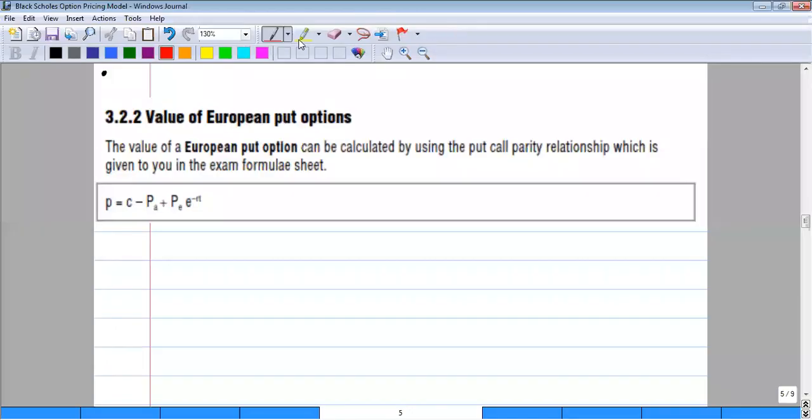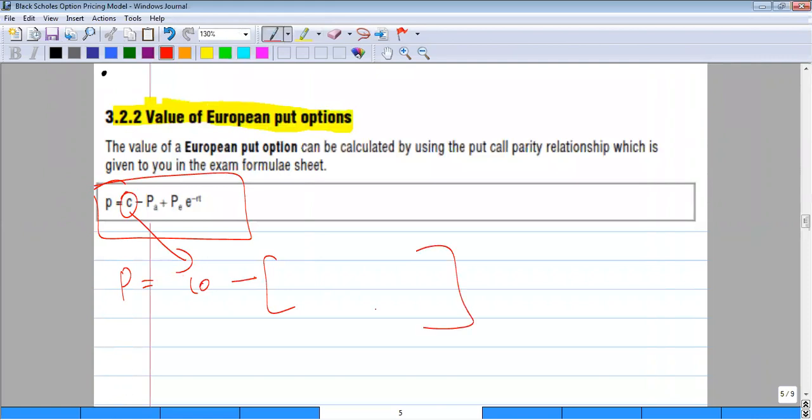At times, the examiner requires us to calculate the put option. In order to calculate the value of the put option, this formula will be used, and this is also given in the examination. For example, I would first calculate the value of the call option, which is $10 in this case, and then subtract the present value of the exercise price, whatever that is. So that ends the concept of the calculation of the Black-Scholes option pricing model.